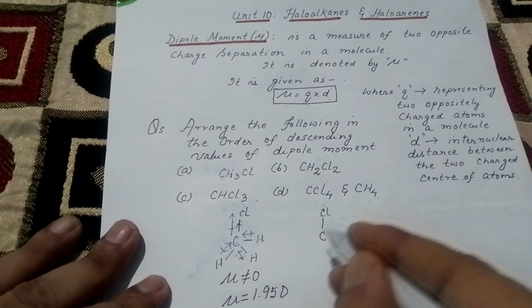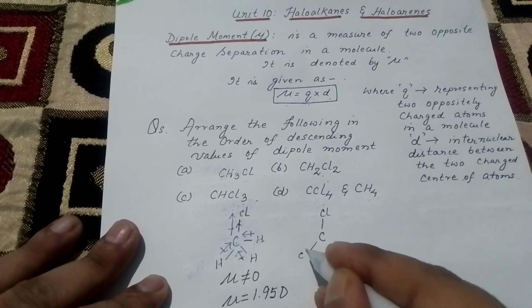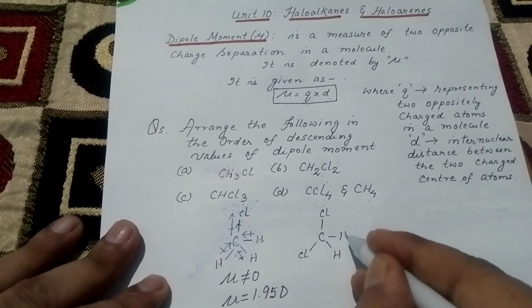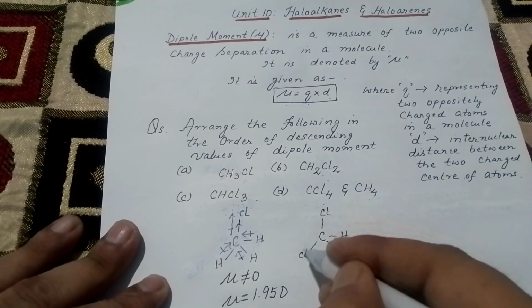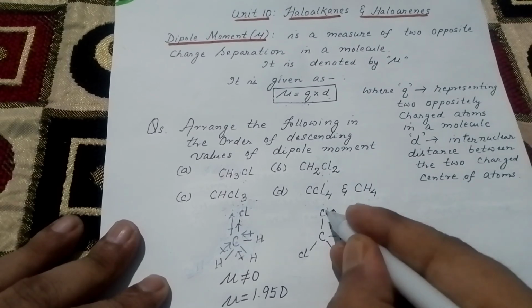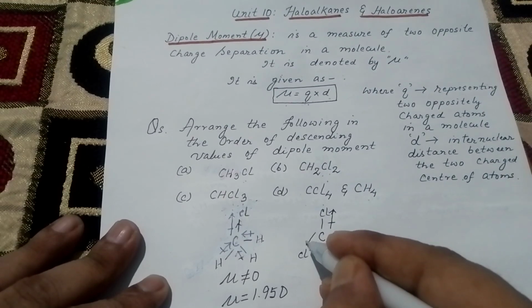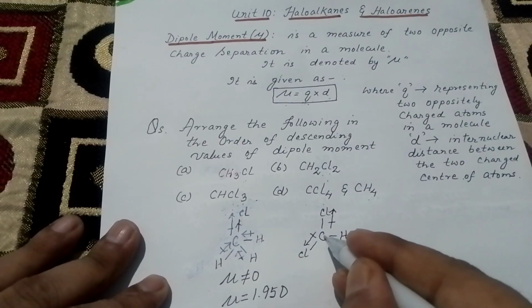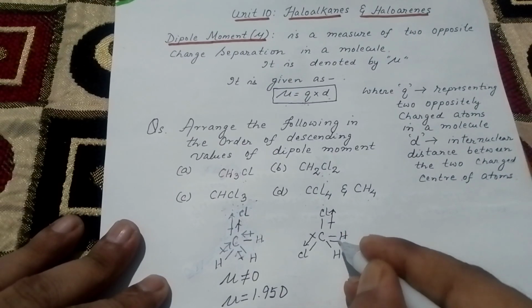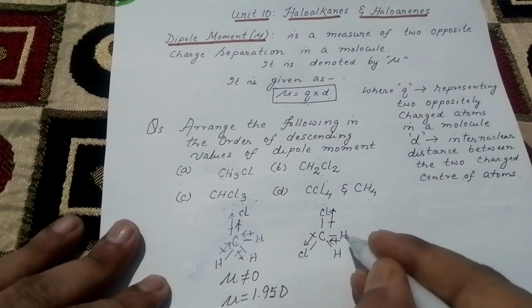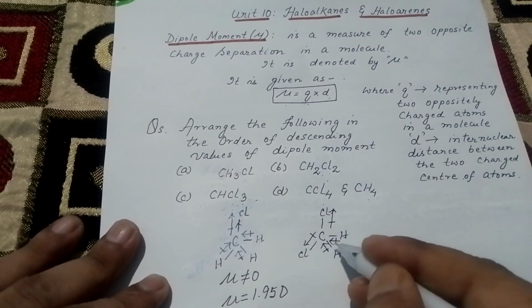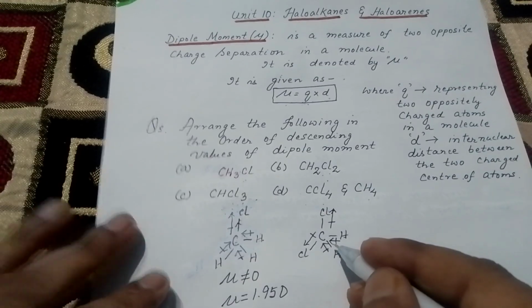It has Cl, Cl and H. You know that these two are more electronegative, so the dipole moment will shift toward the more electronegative side from electropositive. Similarly here also. But because of the comparison between hydrogen and carbon, the electronegativity of carbon is more than hydrogen, so the electron flow will show toward this direction.